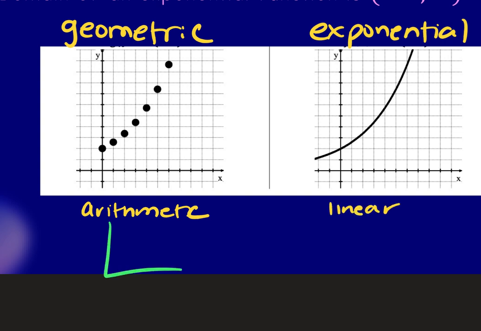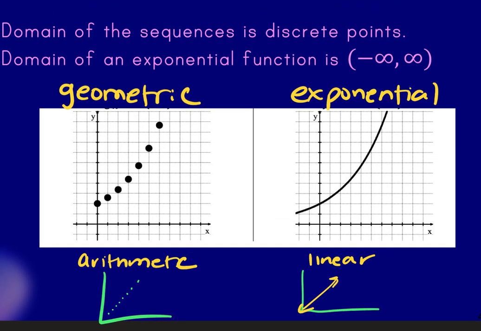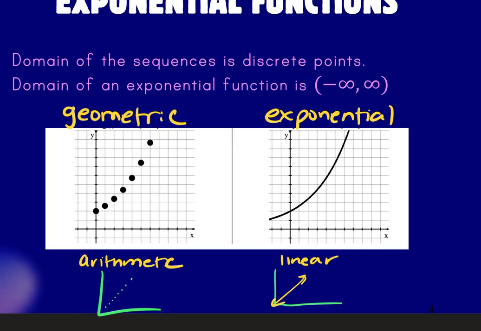If it was linear versus arithmetic, my arithmetic is going to be dots that increase in a linear pattern or decrease, and my linear is going to be the actual line. So that's the difference between these two functions. Other than that, they behave exactly the same. They both have a rate of change, they both have the initial value, and they will both change in the same pattern.